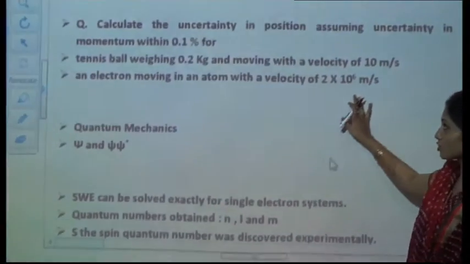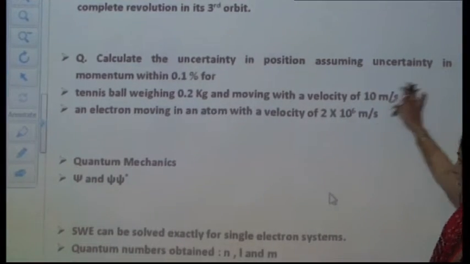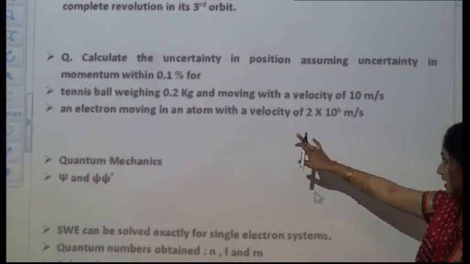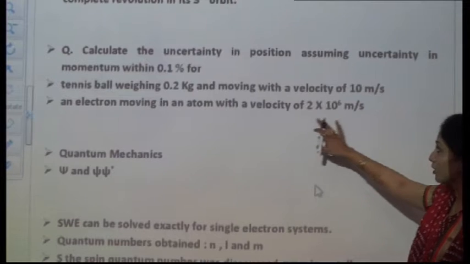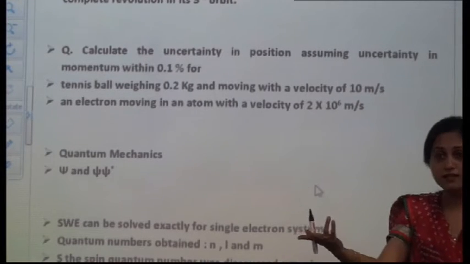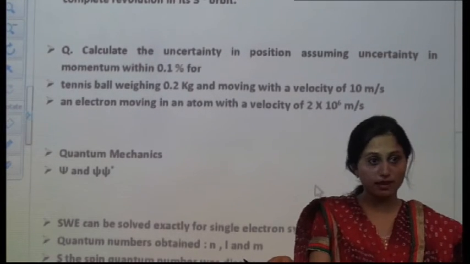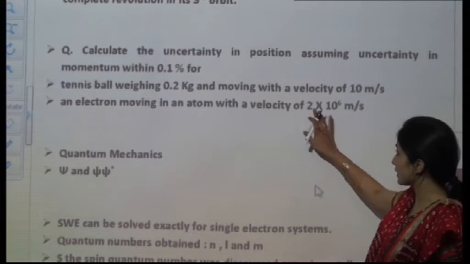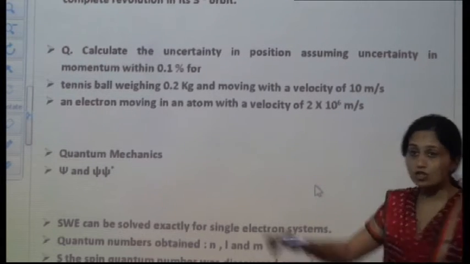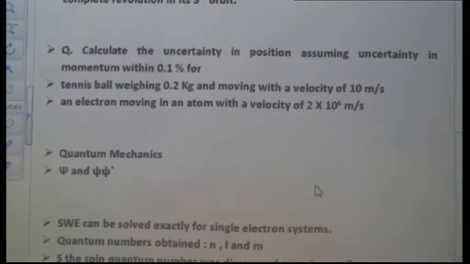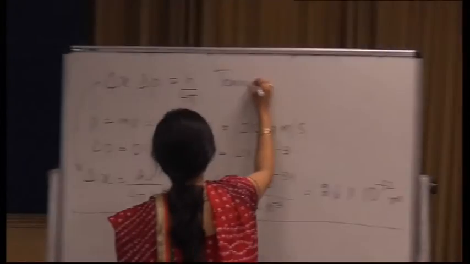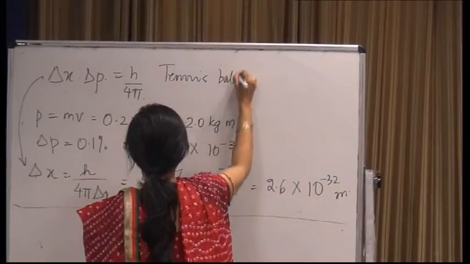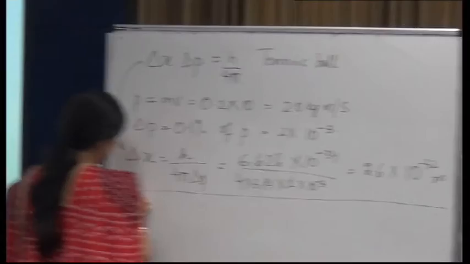So here you find out, and let's check it out for the second question also quickly. For the second part of it, it talks about the uncertainty in momentum given as 0.1%, for an electron moving with a velocity. So again you know the mass, 9.1 into 10 power minus 31. You know the velocity, that is 2 into 10 power 6. So just calculate the linear momentum. Now this is for the electron. This was for the tennis ball, and now I am checking it out for the electron.